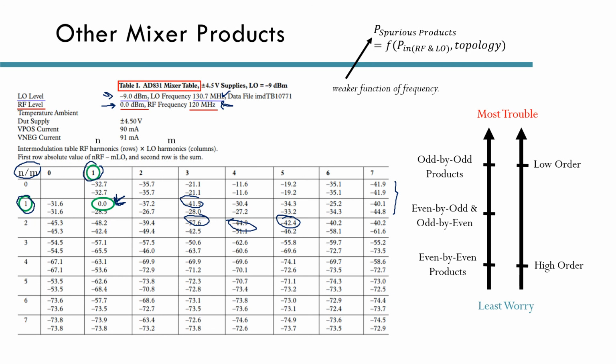By looking at the numbers in the table, we can generalize a bit and say that even by even products and high order products have a low power level, and thus they are the least to worry about, while odd by odd products and low order products are very close in power to our desired signal, and thus they cause the most trouble to our mixer. We can also say that the power level of the spurious products is a strong function of the input power of the RF signal and the input power of the LO signal, as well as the topology of the circuit. But these spurious signals are a weak function of frequency. This is why we care more about the input power level of LO and RF.